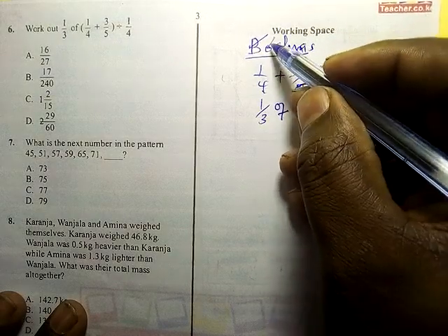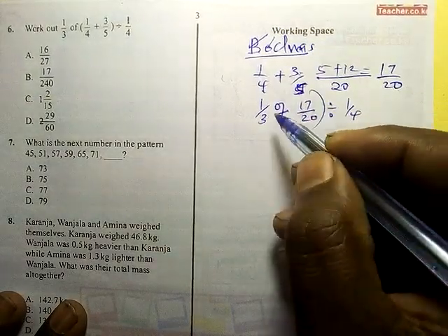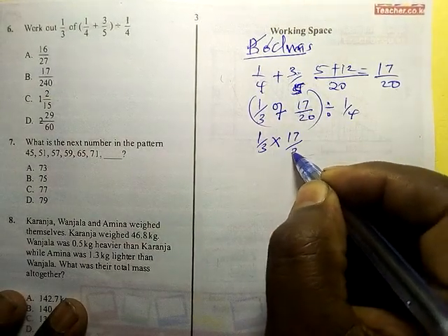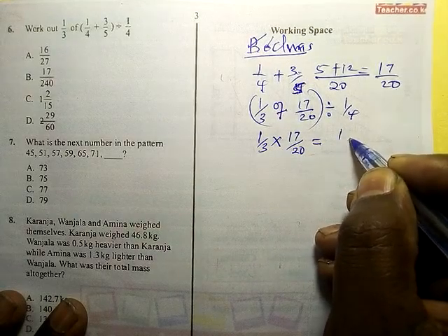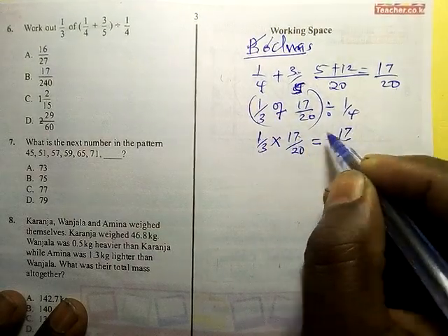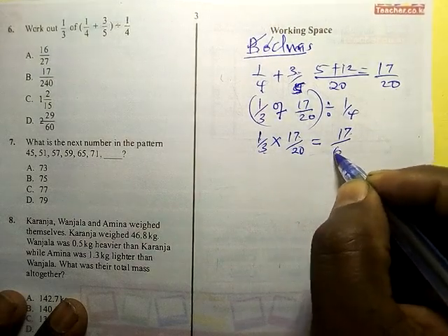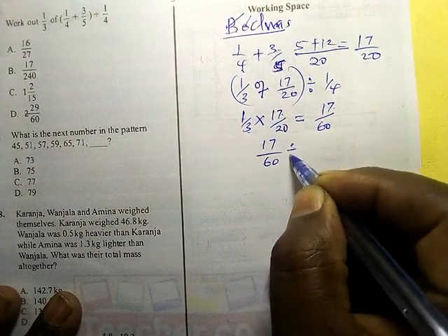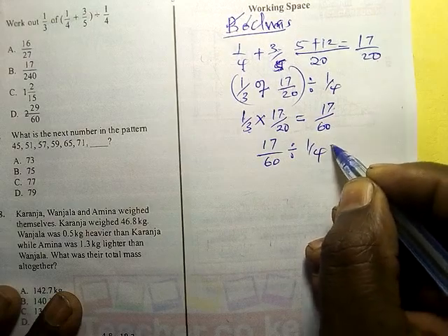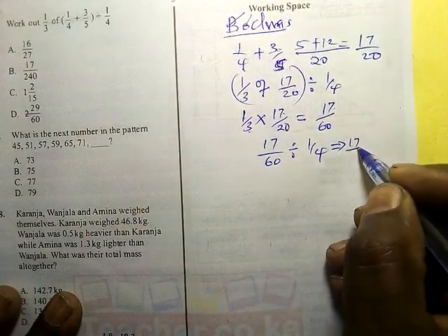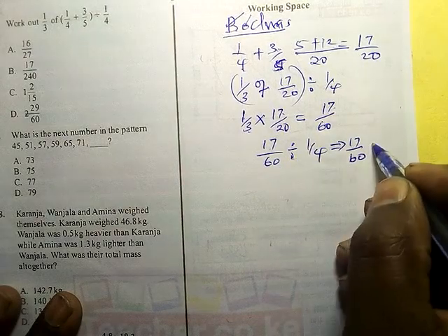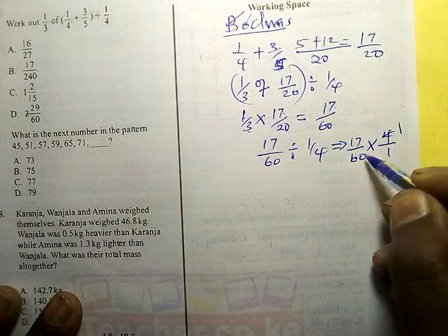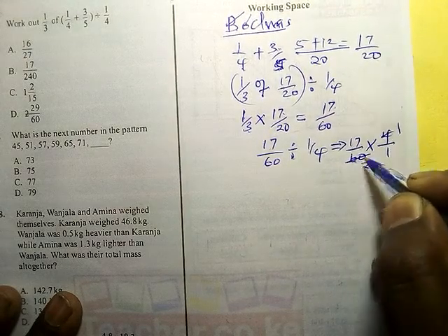After that we have of. Of comes after the brackets. So 1 over 3, of means multiplication, 17 over 20. This gives us 1 times 17, 17. 3 times 20, 60. So now 17 over 60 divided by 1 over 4. This is the same as 17 over 60. Because we are dividing, we multiply by the reciprocal, 4 over 1. So 4 cancels here 1, here twice. 20, that is 4, 15.